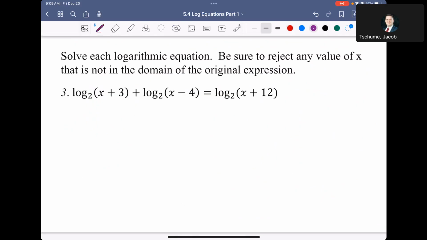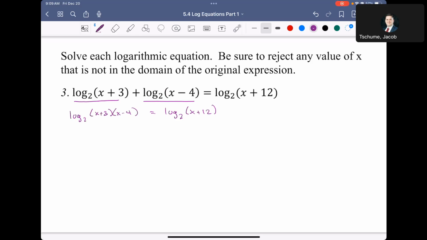So looking at this one, if I'm trying to combine these into one logarithm on each side, the first thing I notice is that on the left, you've got two logarithms that are being added together. So as we just talked about, if they're being added, you can put them together with multiplication. So this would become log base 2 of (x plus 3) times (x minus 4). On the right, you already have just one logarithm, so that one I don't need to mess with. This is log base 2 of x plus 12.